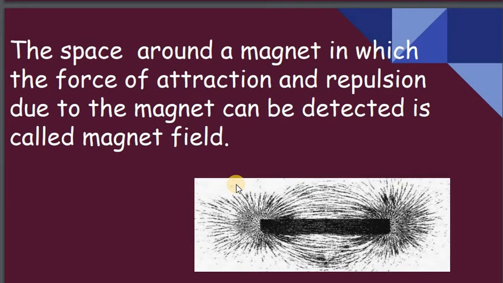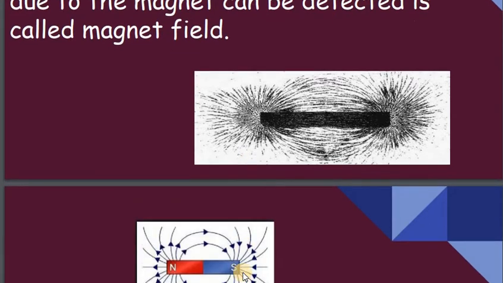The space around the magnet in which the force of attraction and repulsion due to the magnet can be detected is called magnetic field. Here you could see the magnet and iron filings spread on it, and you can see these iron filings are being attracted by this magnet. So the space where the iron filings could experience the force of the magnet, we call it as magnetic field.